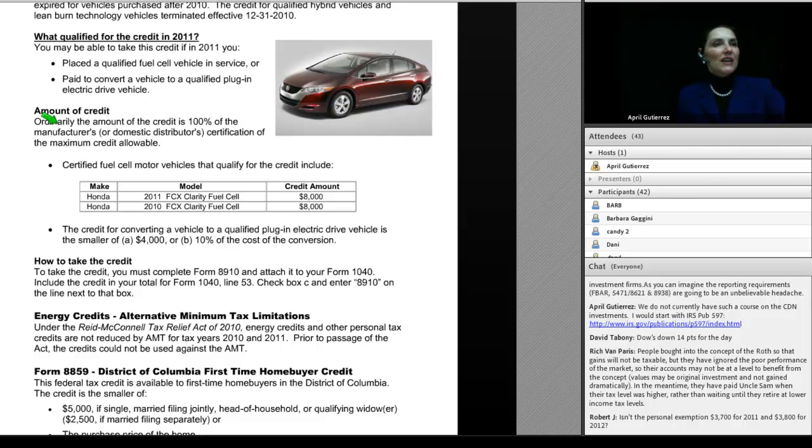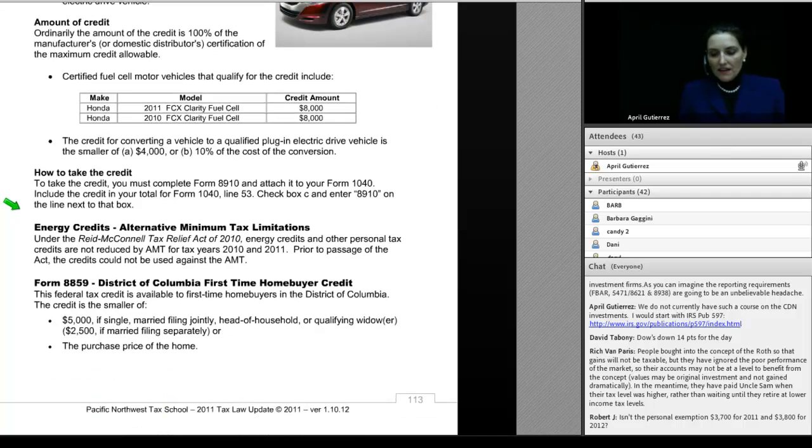The credit is gone for hybrids, but it's still there for fuel cell vehicles, and the only fuel cell vehicle approved is this one. Also, the credit continues for people who bought hybrid conversion kits and installed them on their vehicles in 2011.